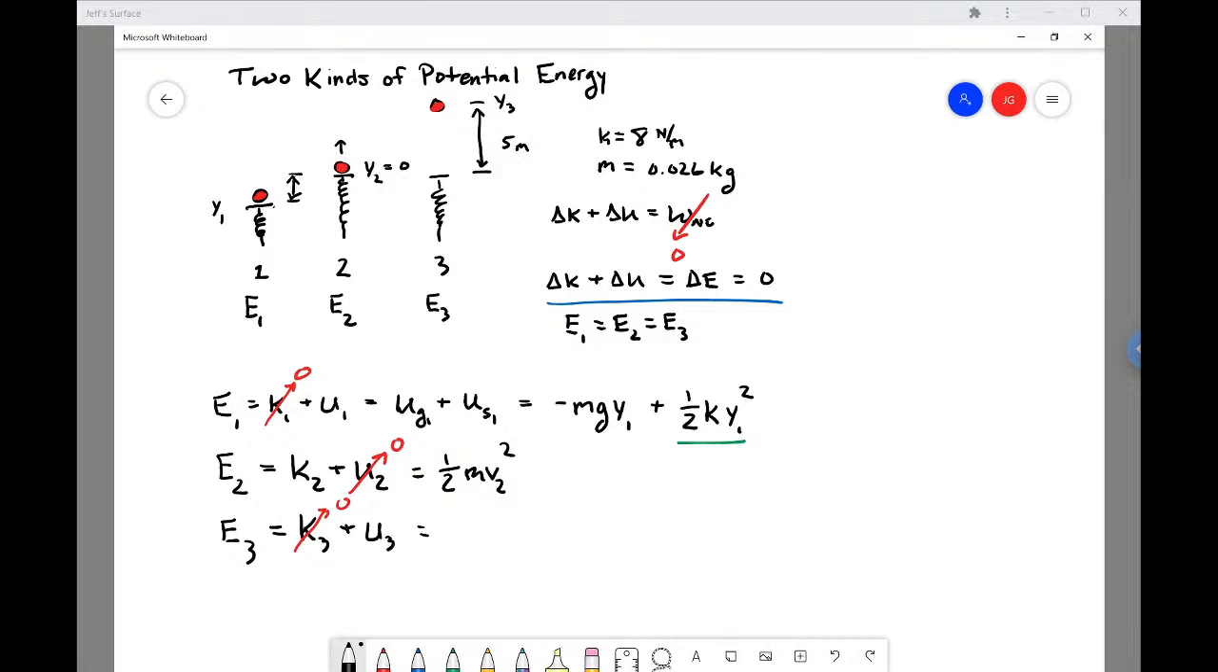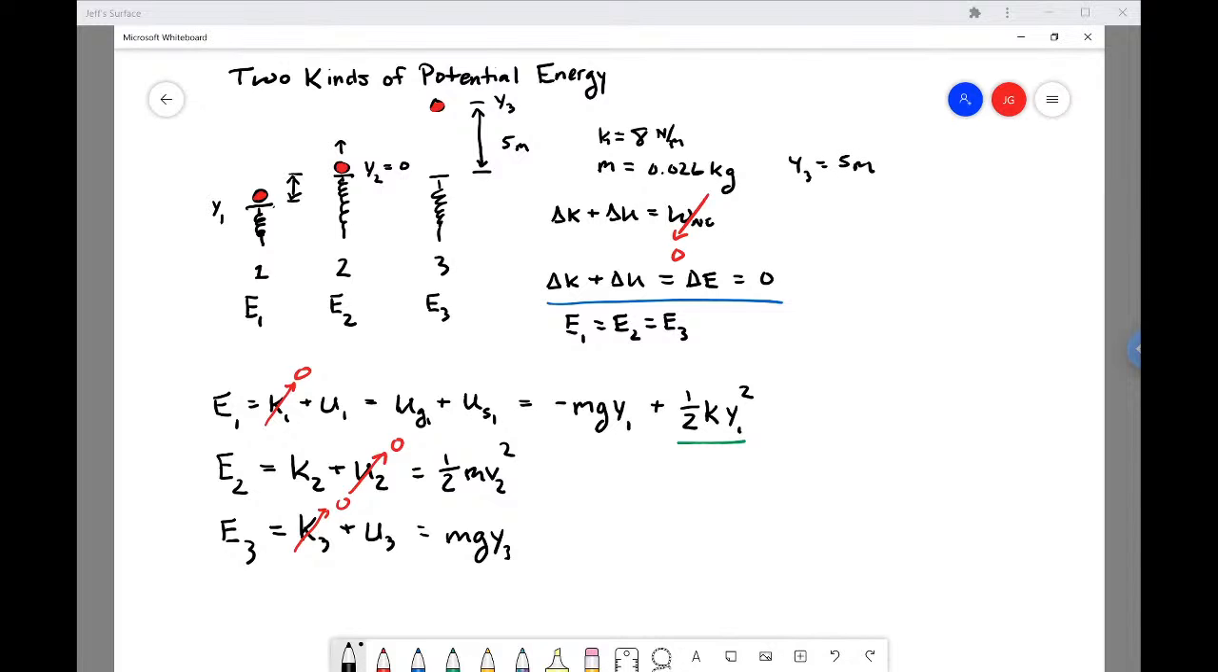And all of your potential energy is gravitational potential energy, because again, the spring is completely stretched, so there's no energy stored in the spring, and the gravitational potential energy would be mgy3. Okay, so if we think about the things that we know here, we know the mass, and we actually know what y3 is because it's relative to our 0 point. So we know that y3 is equal to 5 meters.